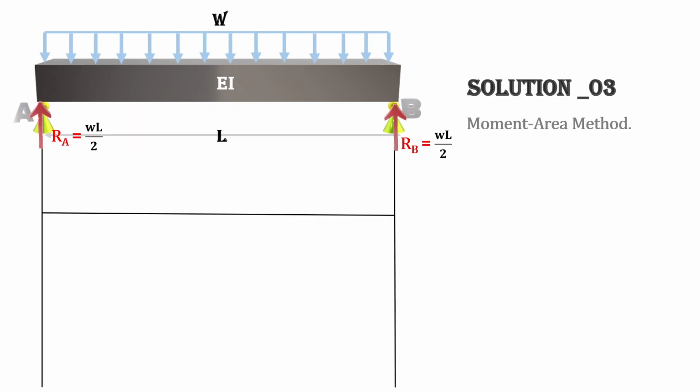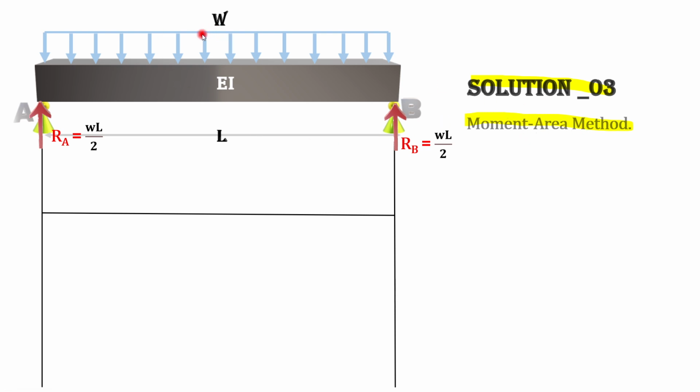So if we have a simply supported beam AB handling a distributed load of W, we want to solve it with the moment area method. So our solution 3 is the moment area method. Based off the name of the method, we simply know we need the moment diagram.